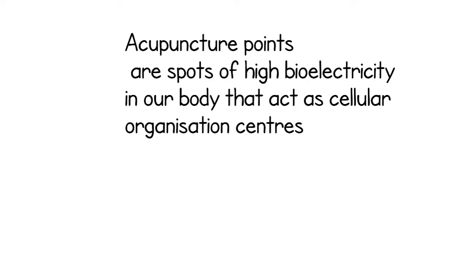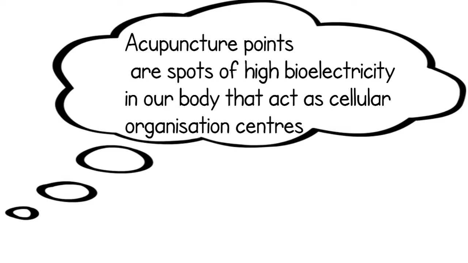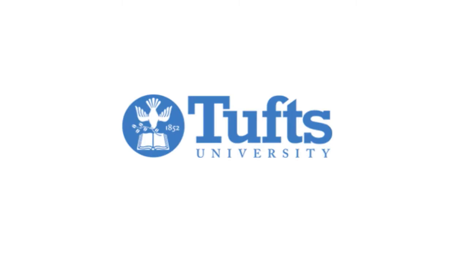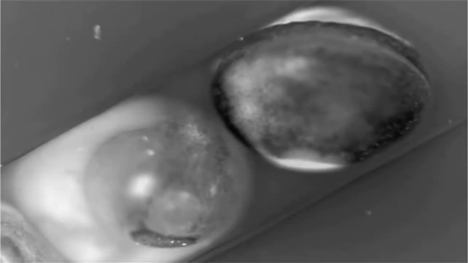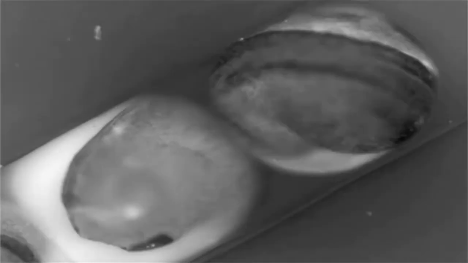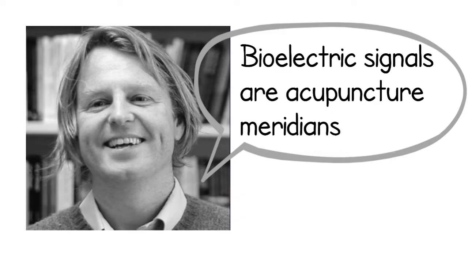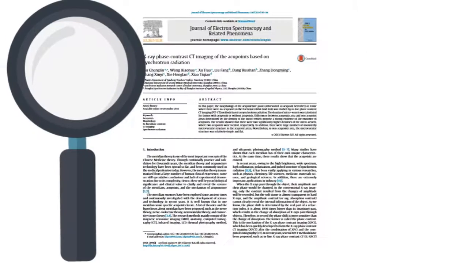Dan Keown, the author of The Spark in the Machine, proposes that the acupuncture points are spots of high bioelectricity in our body that act as cellular organization centers. He argues that his theory is supported by research carried out by biologists at Tufts University. These researchers captured a time-lapse video revealing never-before-seen patterns of visible bioelectric signals, where eyes, nose, mouth, and other features in an embryonic tadpole appeared. According to Keown, these bioelectric signals are also apparent in human embryos, and hence most probably grown humans, with the lines created by these signals mirroring the acupuncture meridians.